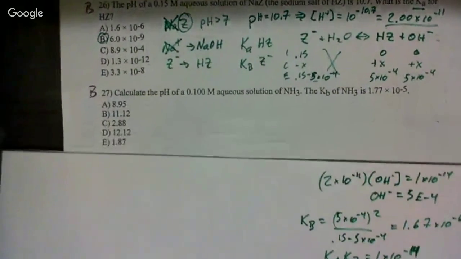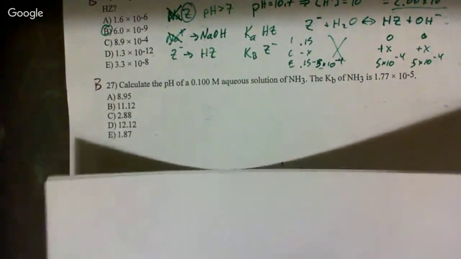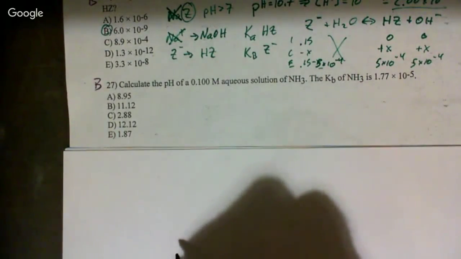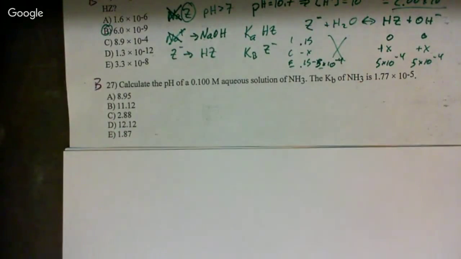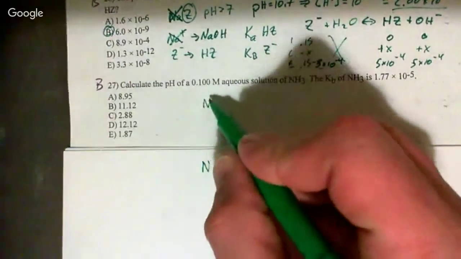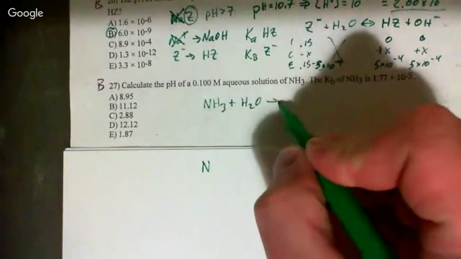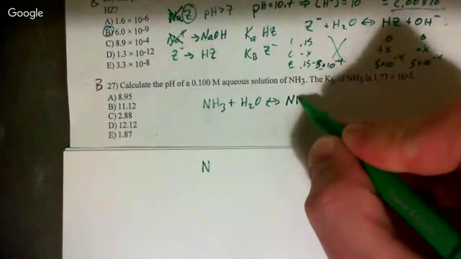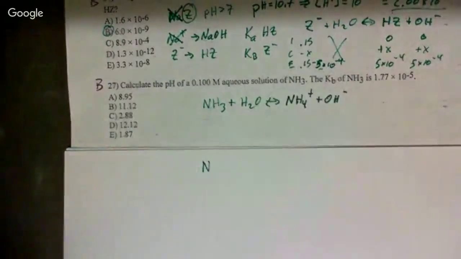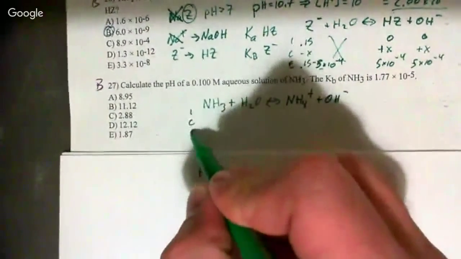All right, so let's see what's going on here with number 27. Calculate the pH of 0.1 molar aqueous solution NH3, and it's saying that Kb of NH3 is 1.77. So let's think about it. If it's giving me a Kb value, we're going to think that the NH3 is acting like a base, and if it acts like a base, it's going to accept a hydrogen, so we're going to form some NH4 plus and some OH minus. And at that point, this one's not so bad. This is just going to be a traditional icebox type problem.